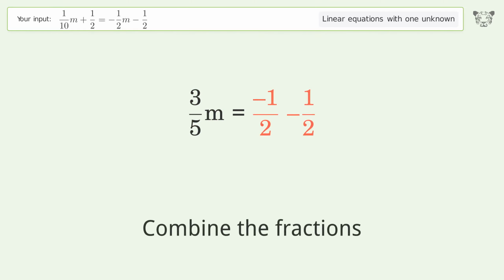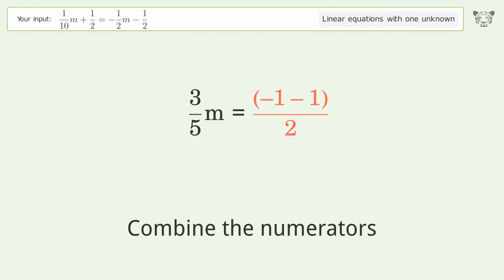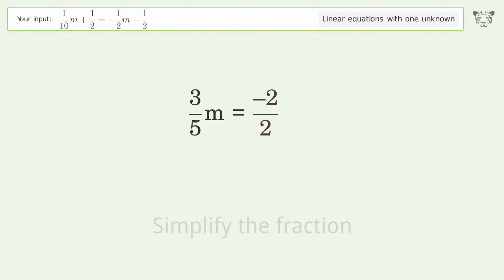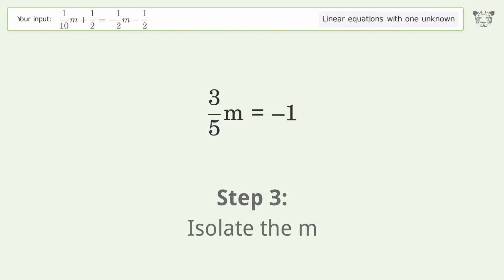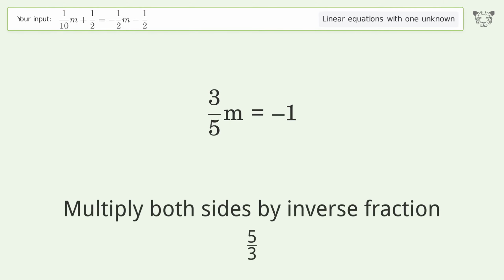Combine the fractions. Combine the numerators. Simplify the fraction. Isolate the m. Multiply both sides by inverse fraction 5/3.